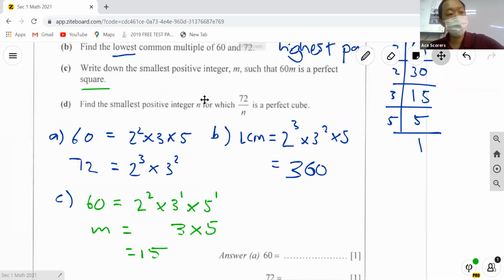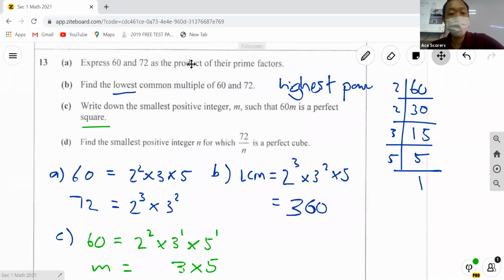Now I guarantee you this will come out. Has it come out already in your WA? Don't know. Okay, I guarantee it will come out. I will bet one box of ice cream. I'm serious. I'm talking about this type, where 60m is a perfect square or perfect cube. Because I've seen so many papers, it comes out all the time.